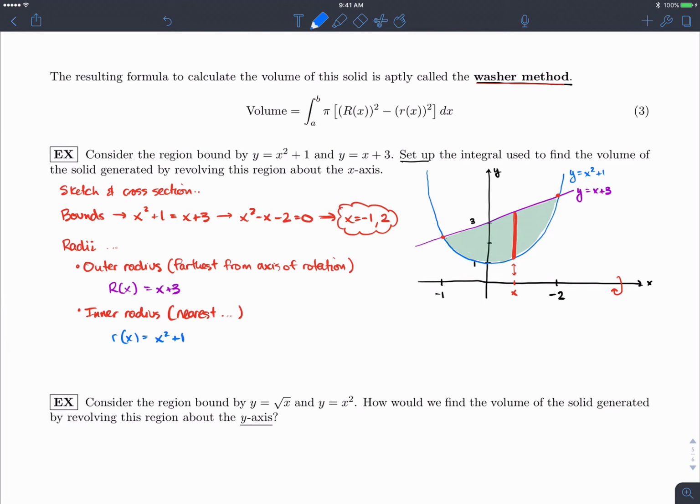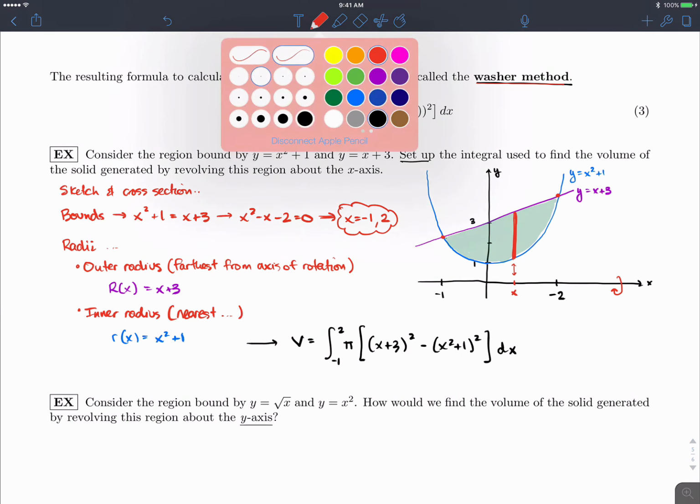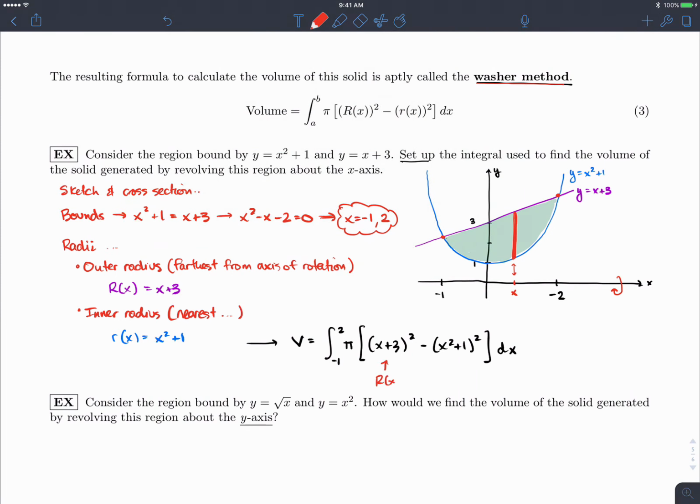So armed with this information, we can now go ahead and set up our volume. Volume is going to be equal to the integral from -1 to +2, our bounds, of pi times our outer radius squared minus our inner radius squared, integrated with respect to x. So in terms of the setup, that's all that we needed to do. Again, this is our outer radius, big R of x. This is our inner radius, little r of x.